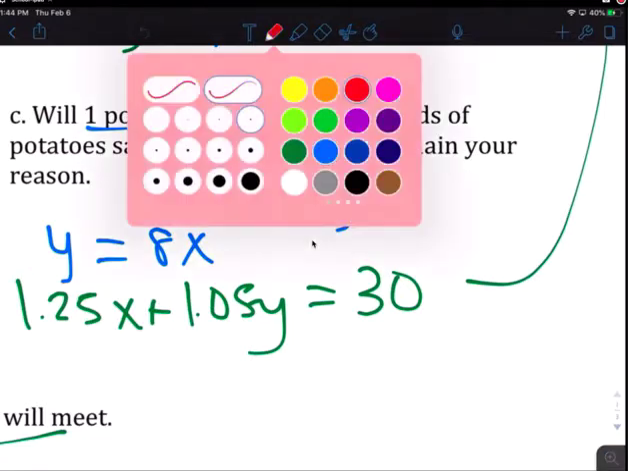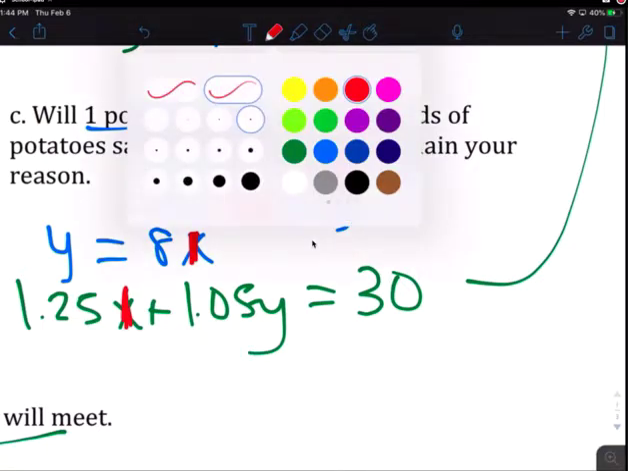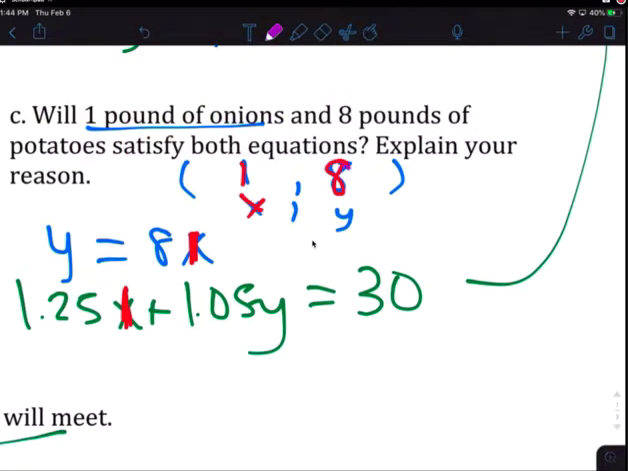So what you do is put 1 for x. So 1 goes there and 1 goes here. And put 8 for y. So let's change the color. 8 for y. So 8y is there. That changed to 8. And then this obviously works because 8 equals this 8. So this works. That's a yes. I'll put a check mark for a yes, okay?